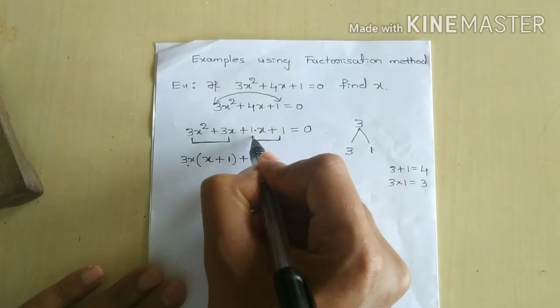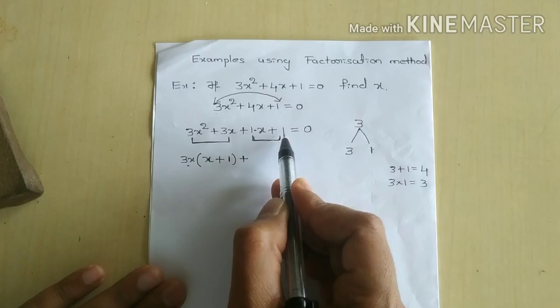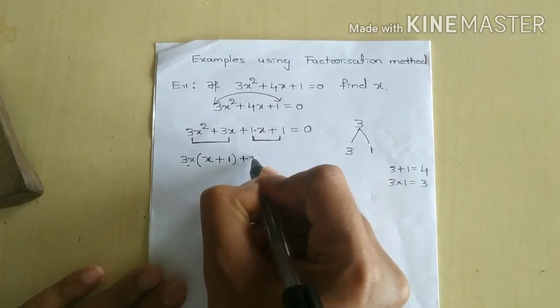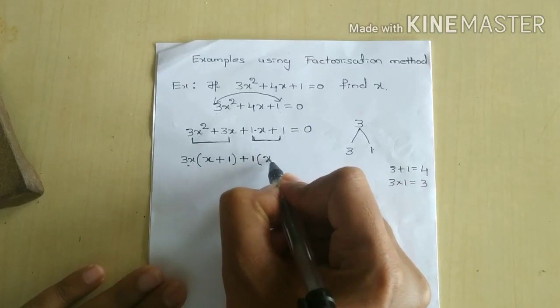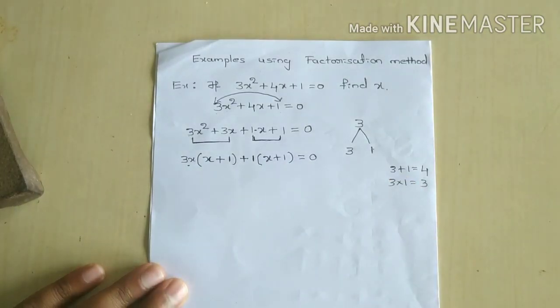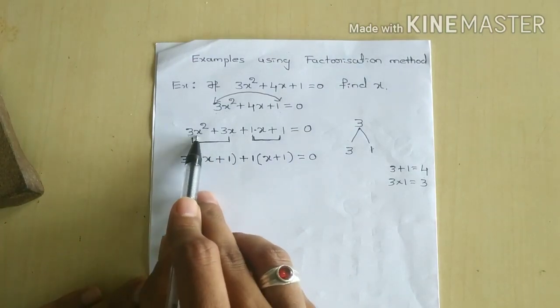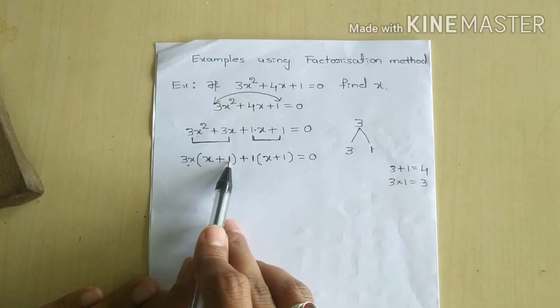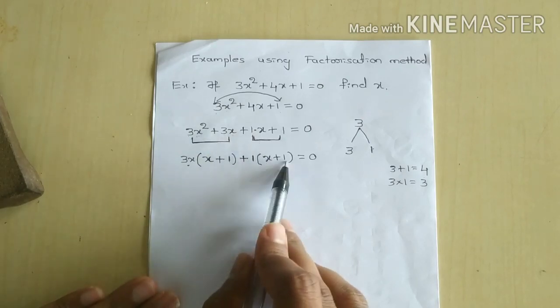Similarly, plus, again in between these two terms, 1 is there in the first term and 1 is also there in the second term. Therefore, I am going to take that 1 outside. If I take that 1 outside, the remaining value is x plus 1, equals 0. Because if you open the bracket, 3x into x is 3x², 3x into 1 is 3x, 1 into x is 1x, and 1 into 1 is 1.